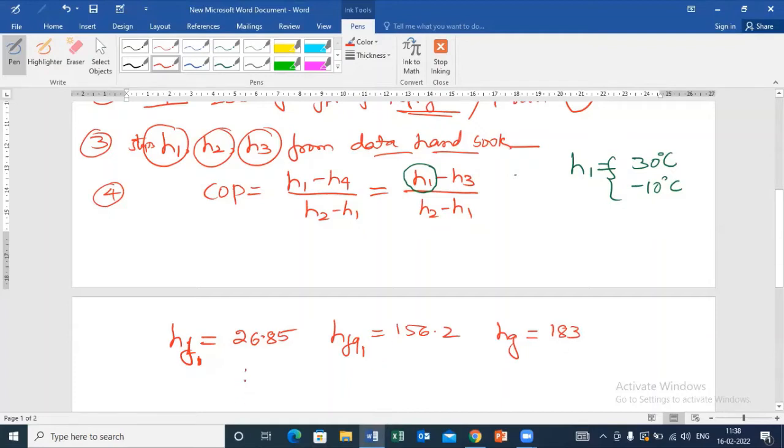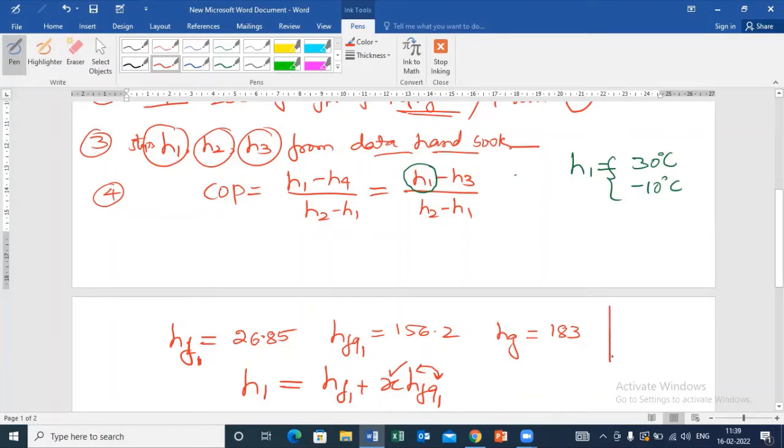So now, but I need H1. What is the basic formula to calculate H1? H1 is equal to HF1 plus X into HFG1. And dear students, always remember X is nothing but dryness fraction. Dryness fraction will always be multiplied with HFG, if it is in wet condition.